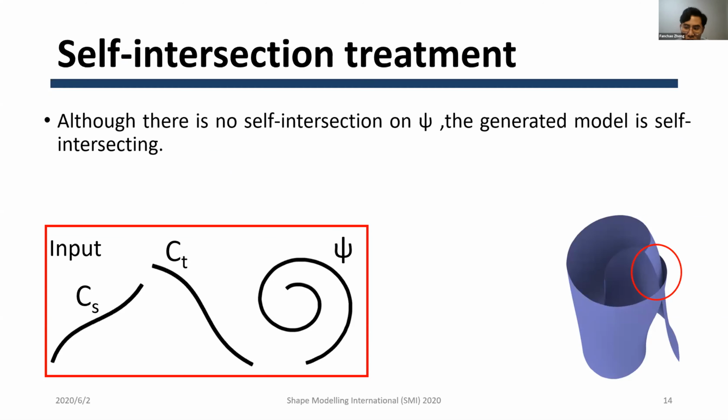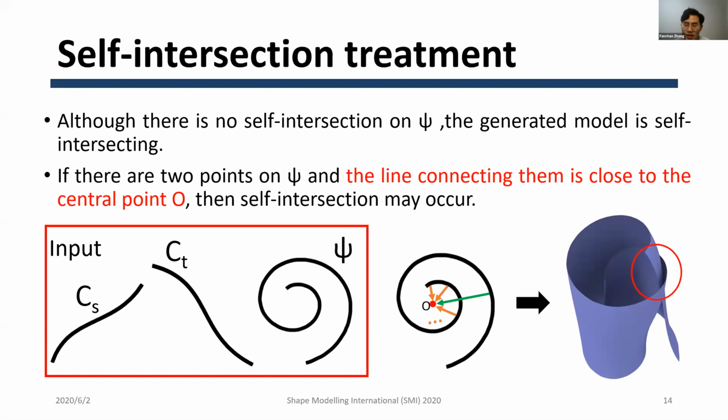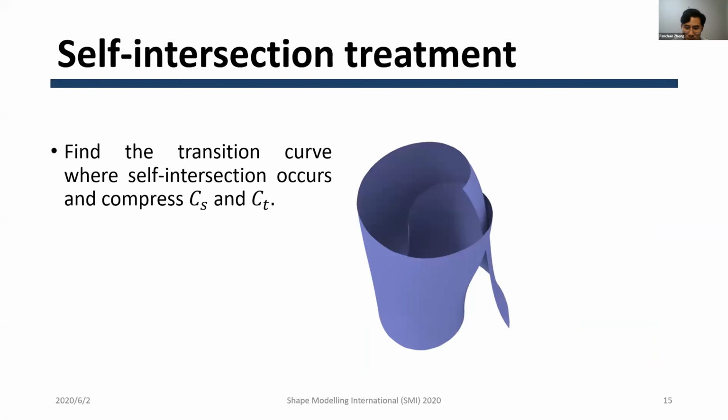During the process of sweeping, collision may occur between the transition curves, leading to self-intersection of the model. When a straight line connecting 2 points on phi is close to the center point O, like the green line in the picture, the two transition curves located at these 2 points may collide. So it's the next problem we need to solve.